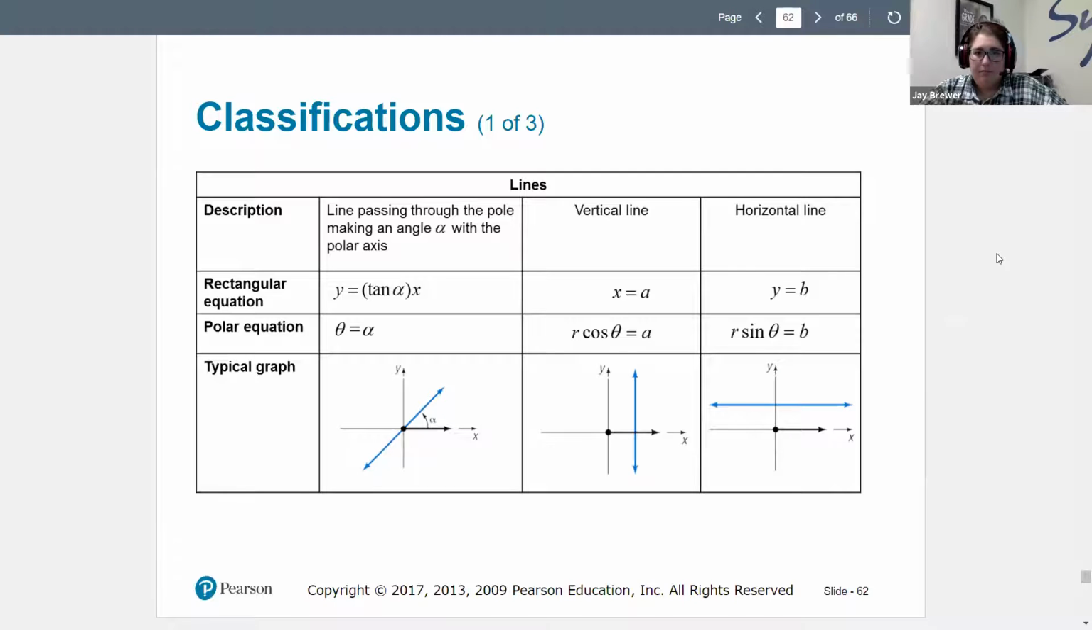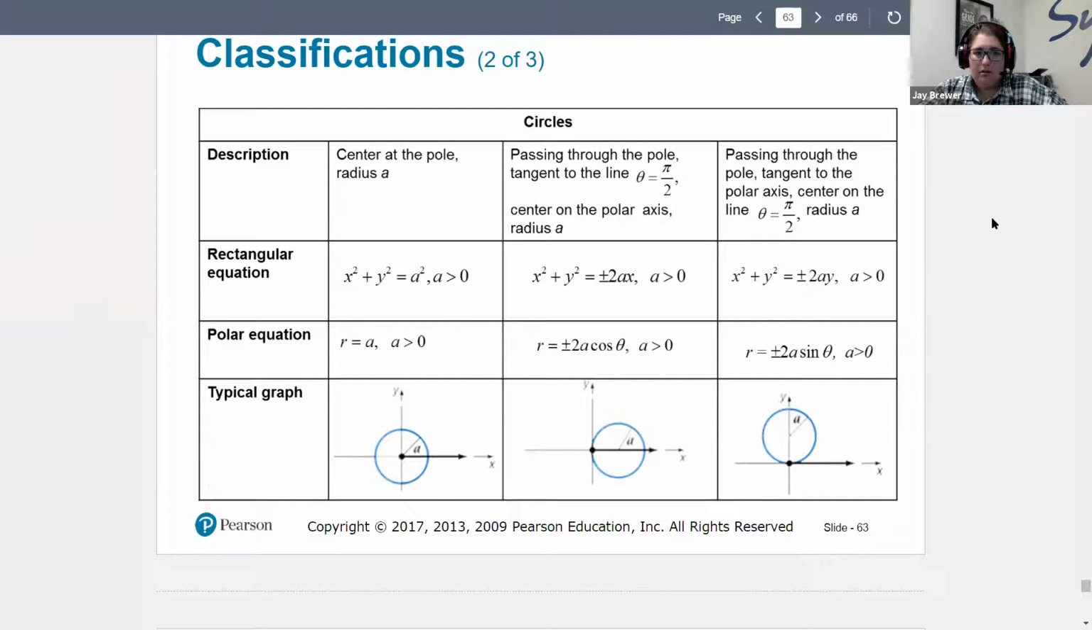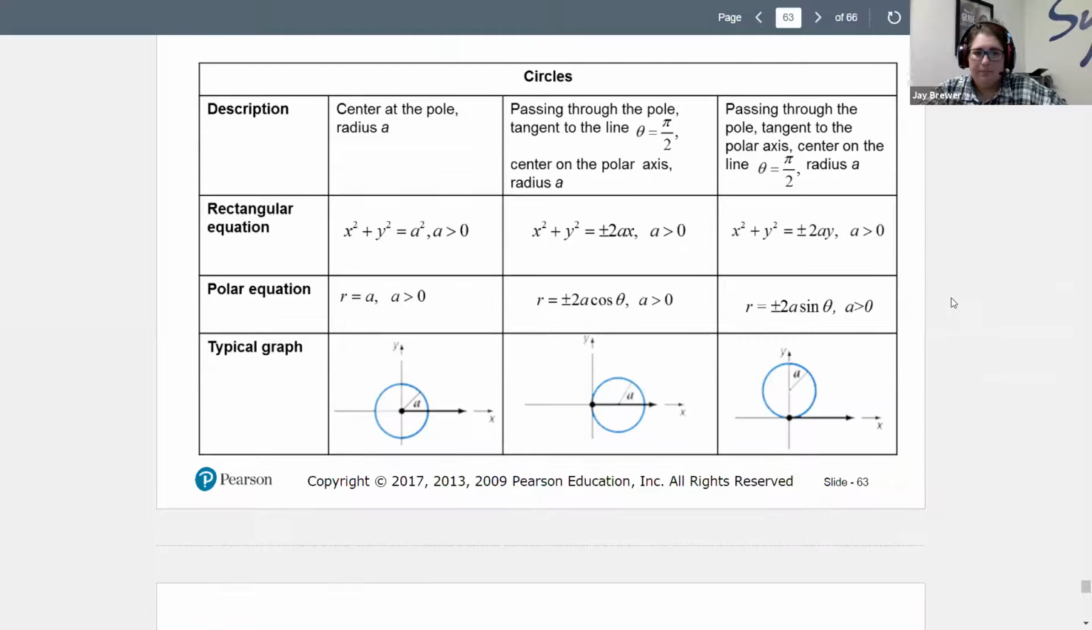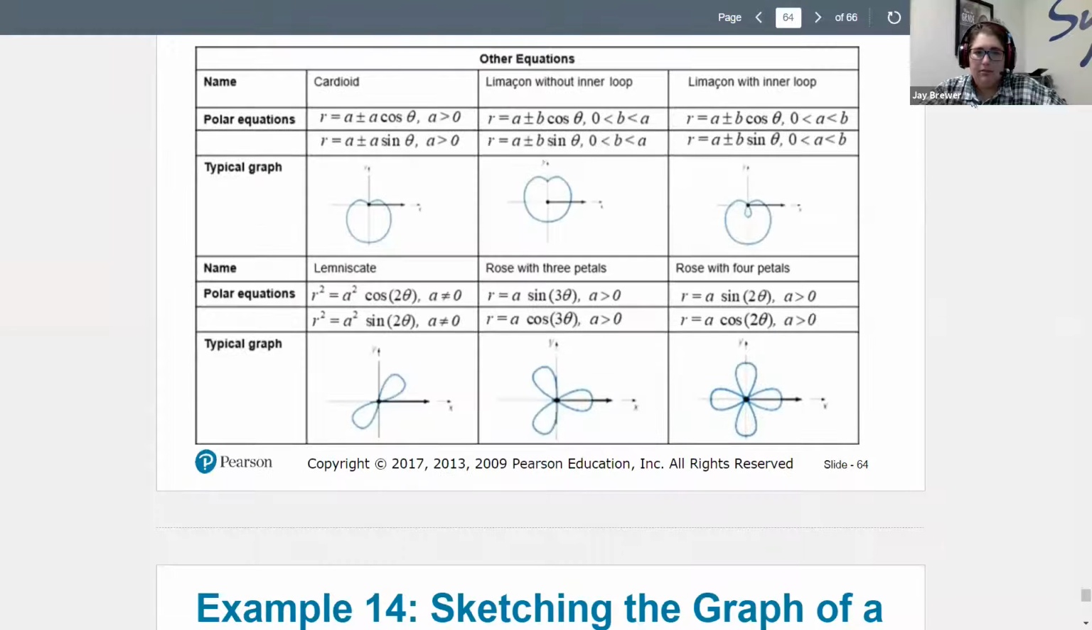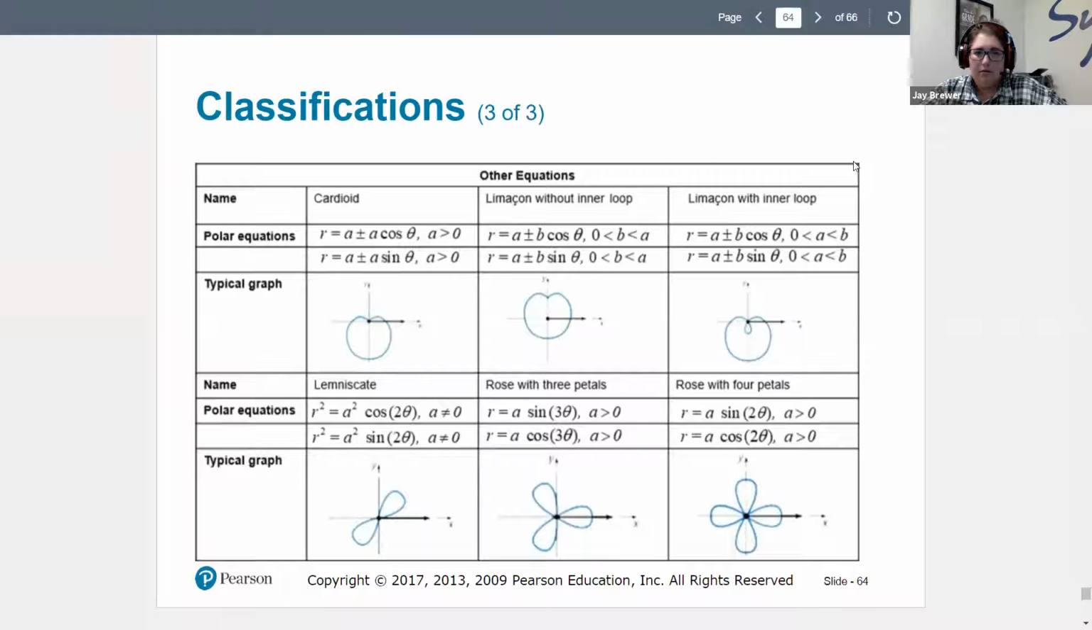If you want to take a look at, so they're giving you just circles there. All right, so this is the coolest one. That's the one with the polar equations.